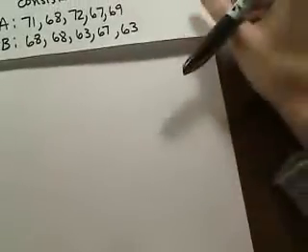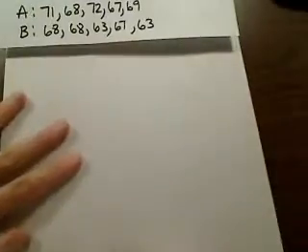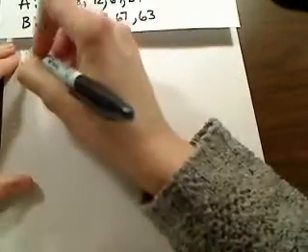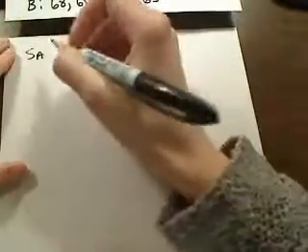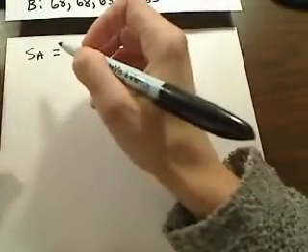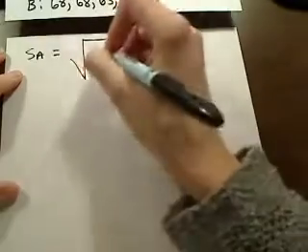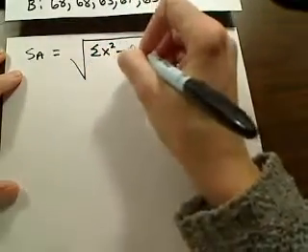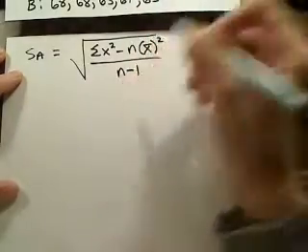So the first sample, sample A right there. So let's go ahead and identify the standard deviation for A. Okay, so that means that I'm going to be using the alternative formula that I presented in the lecture. And that alternative formula is the square root of the sum of the x squareds minus n times the mean squared all over n minus 1.